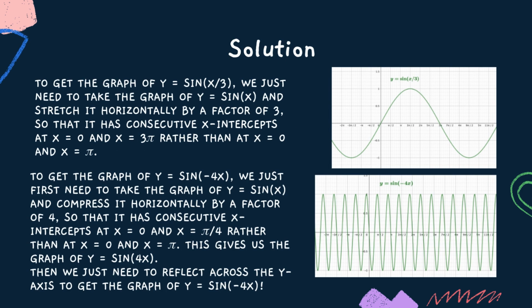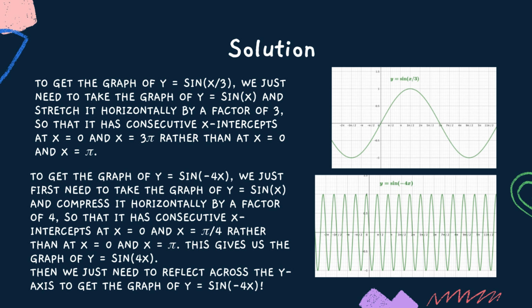To get the graph of y = sin(x/3), we just need to take the graph of y = sin x and stretch it horizontally by a factor of 3 so that it has consecutive x-intercepts at x = 0 and x = 3π rather than at x = 0 and x = π. It looks like the graph on top. To get the graph of y = sin(−4x), we first need to take the graph of y = sin x and compress it horizontally by a factor of 4 so that it has consecutive x-intercepts at x = 0 and x = π/4 rather than at x = 0 and x = π. This gives us the graph of y = sin 4x.